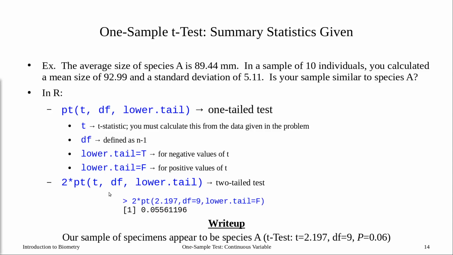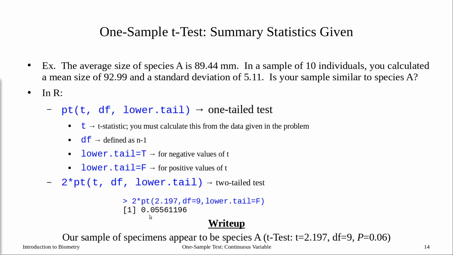So for our value, we calculated 2.197. That's our t observed. We had to calculate it. We're going to pass that to our pt function, specify our degrees of freedom equals 9, and lower.tail equals FALSE because this value was a positive value. And then we multiply by 2 because this is a two-tailed test, and I get a p-value of 0.0556. So our p-value that we report would be 0.06.